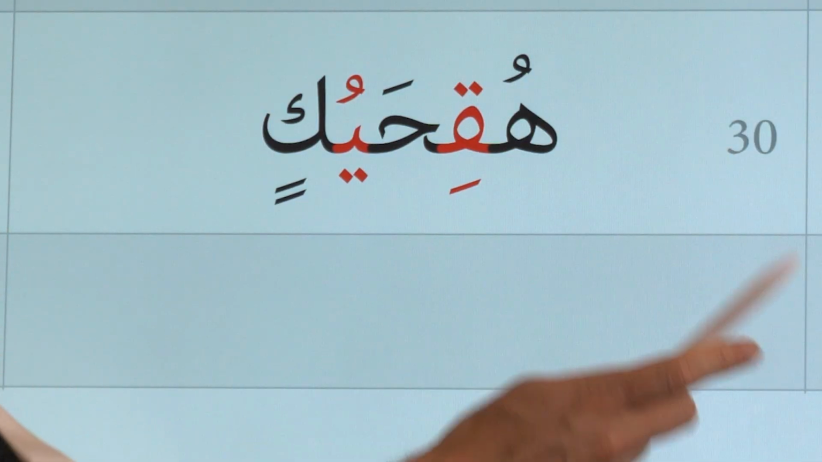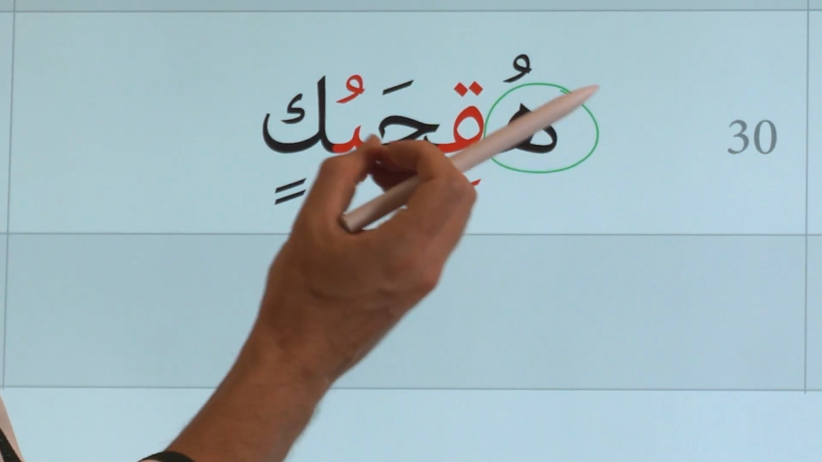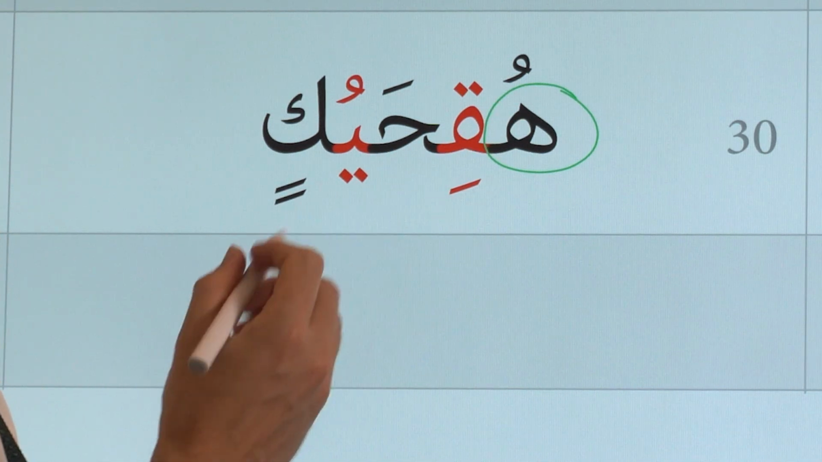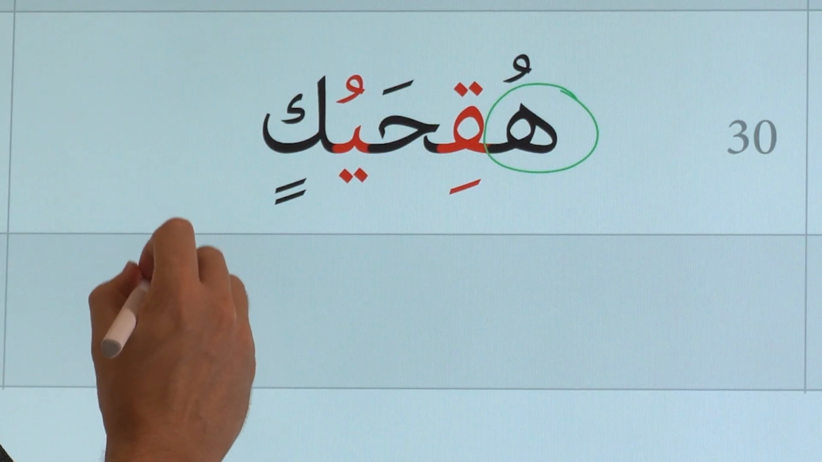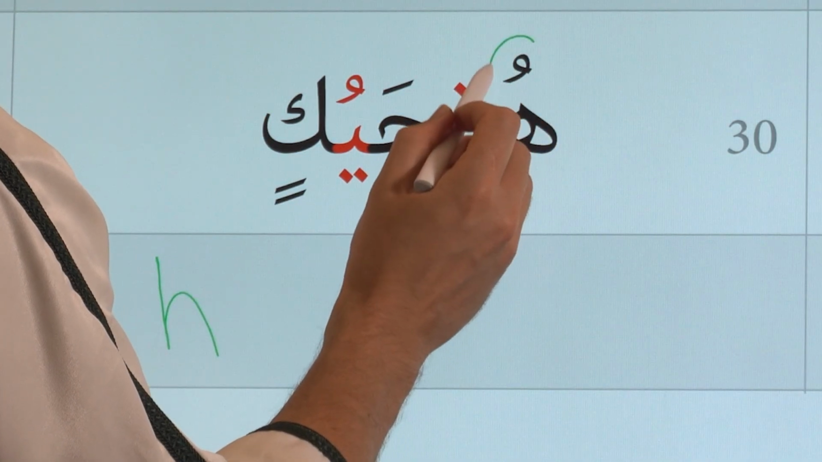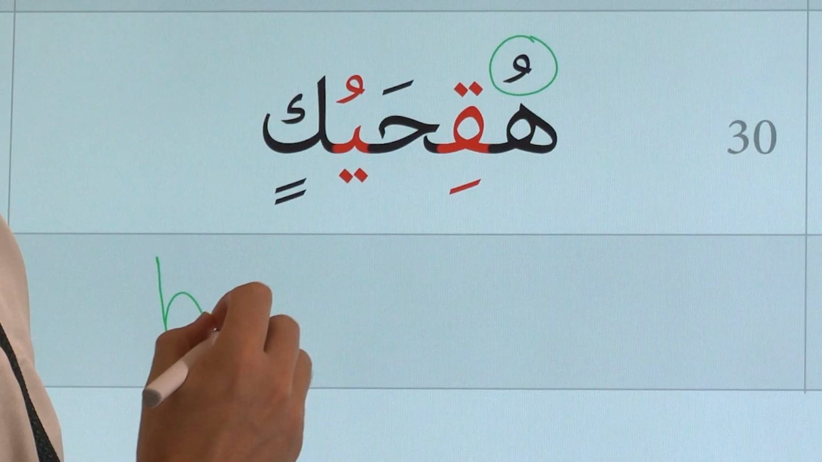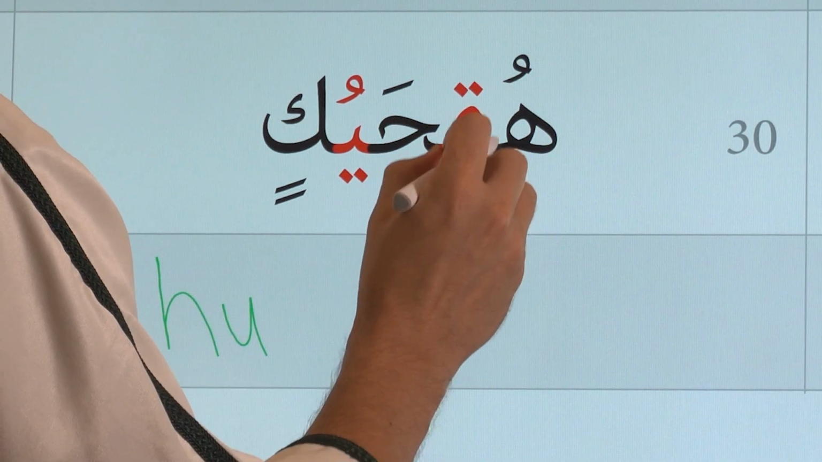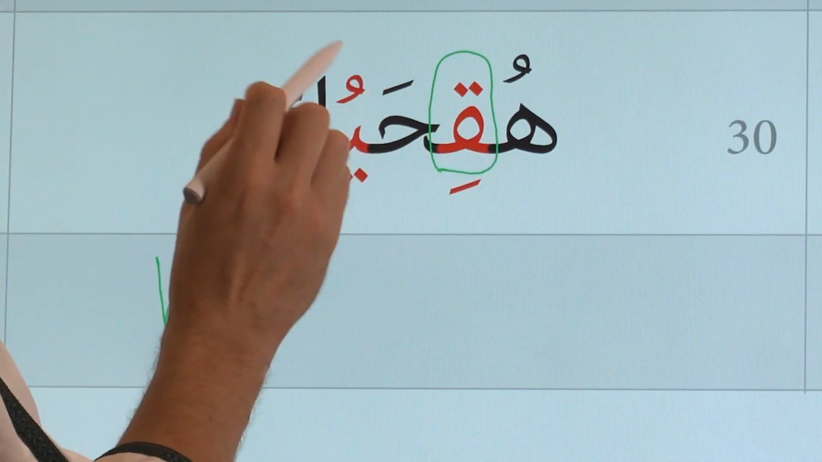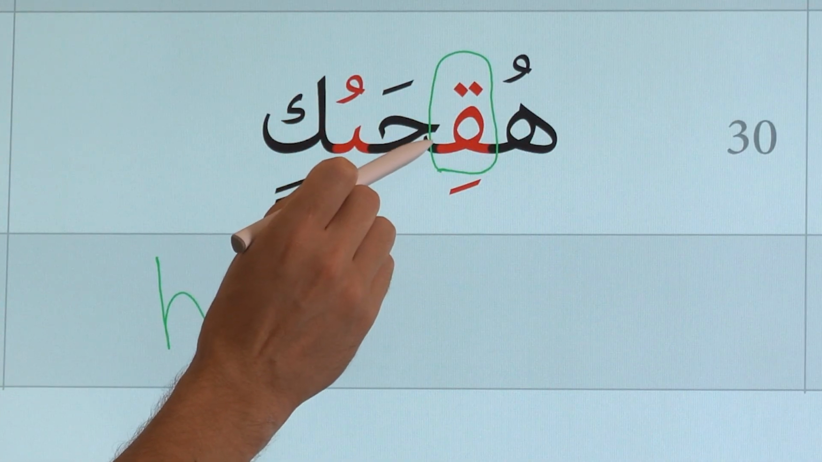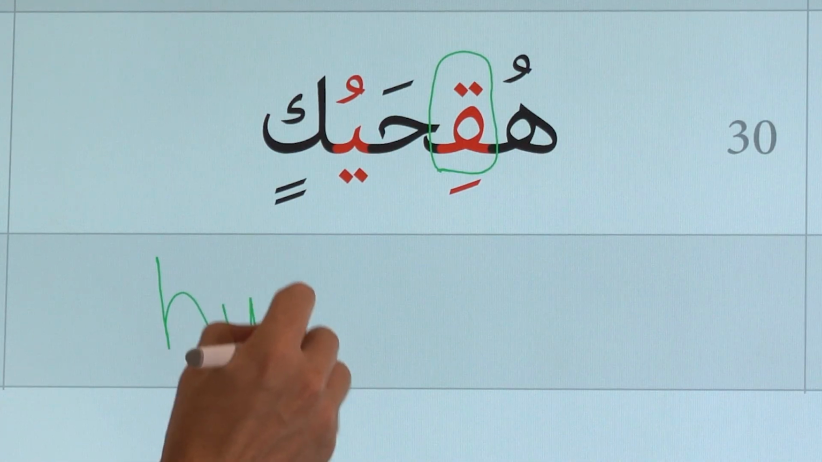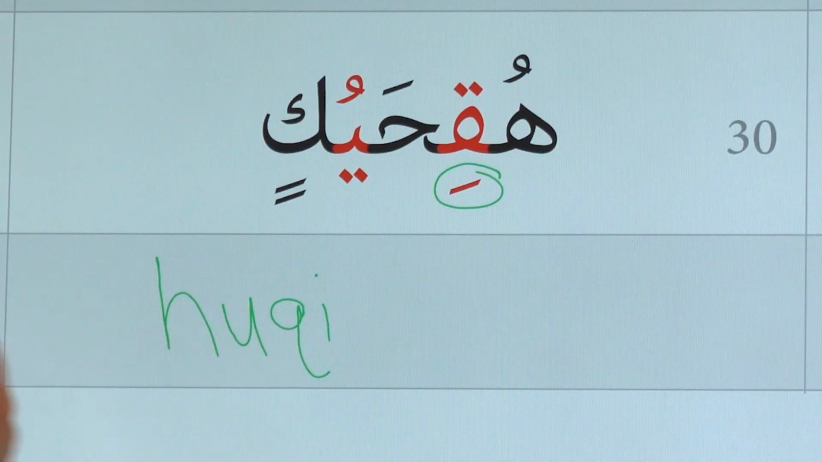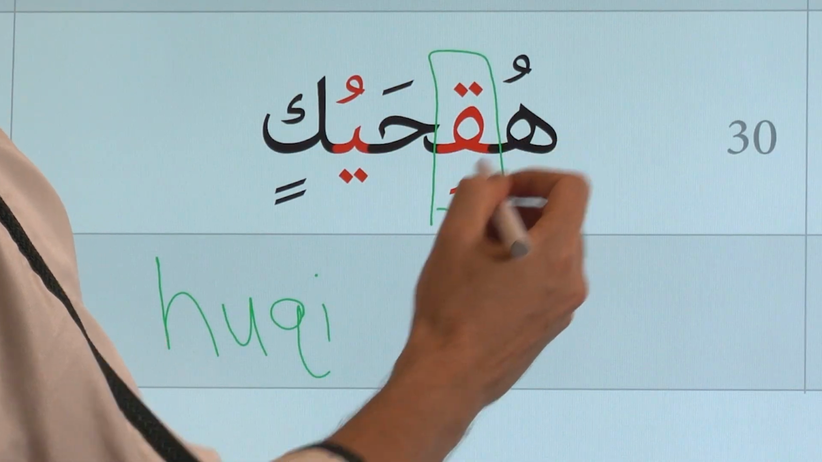Let's do number 30. First, we identify the letter. This hole shape beginning a connection with the string coming down connecting to the next letter is the letter Ha. So we're going to write a lowercase h for the soft Ha. Above the letter Ha is a dhamma, so we're going to write a U for the dhamma. So the Ha and dhamma would be pronounced Hu. Next, we find a circle shape with two dots above, which means this is the letter Qaf. So we're going to write a Q for the letter Qaf. Beneath the Qaf is a Kesra, so we're going to write an I for the Kesra. The Qaf and Kesra will be pronounced Qi.